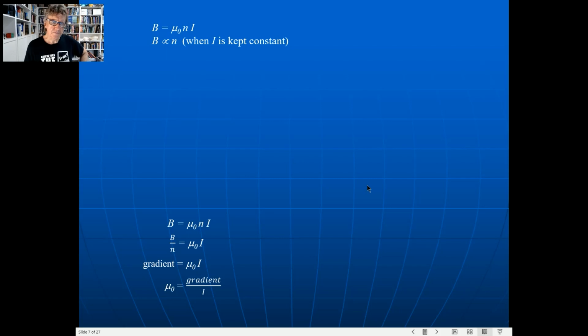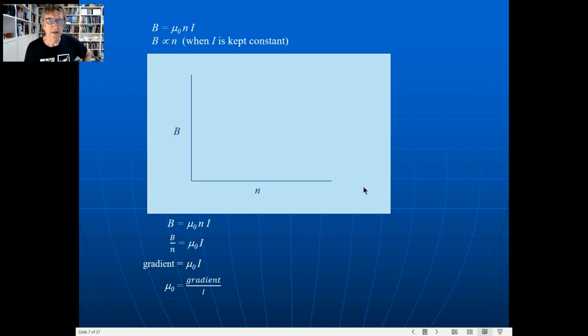Okay, so going back to this, now if I plotted B versus N, okay, B is proportional to N, so I should get a straight line, something like that. Now that's ideally what you should get. Whether you do is another thing. Hopefully you will. And let's have a look at the rearrangement here. So here's the formula again. B equals mu 0 N i. Now if you divide B by N, you end up with it equal to mu 0 I.